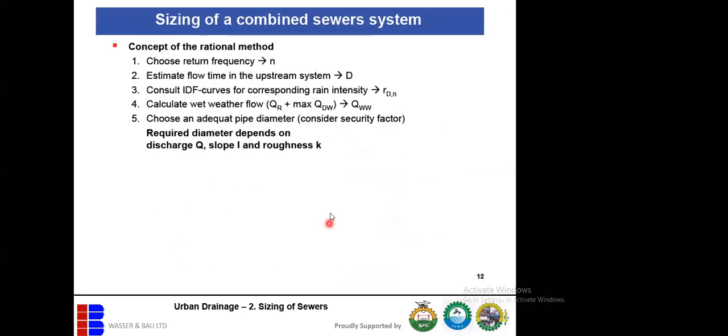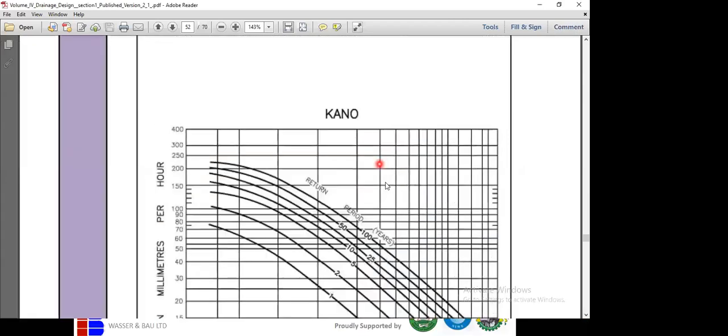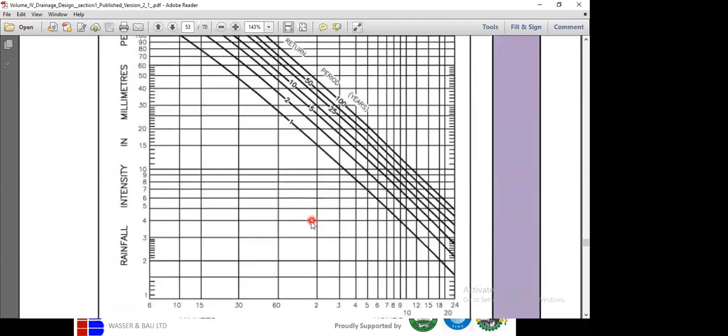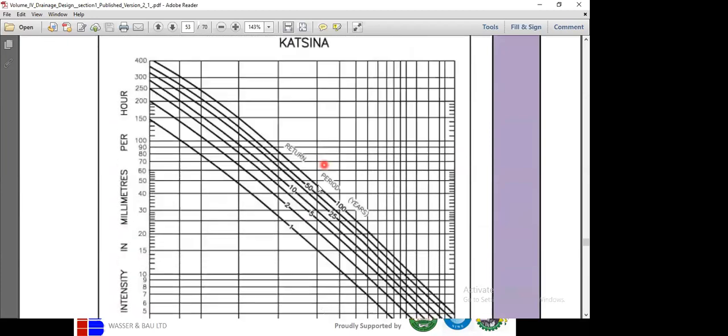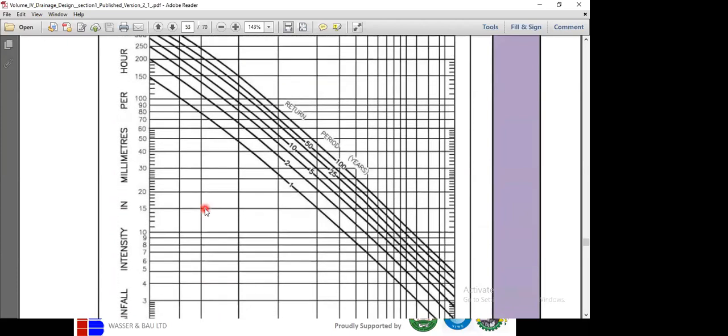The next thing is you consult your IDF curve. So in consulting your IDF curve, you go and choose the city you are designing for. This is for Kaduna. This is for Katsina. Katsina, you can see, and choose the IDF for Katsina. Then if I come here now, I'll choose the 15 minutes rain. I'll read it off against the return period. For this our design, we're using 5 years. So here is about 140. So the rainfall intensity in Katsina is 140 millimeter per hour.